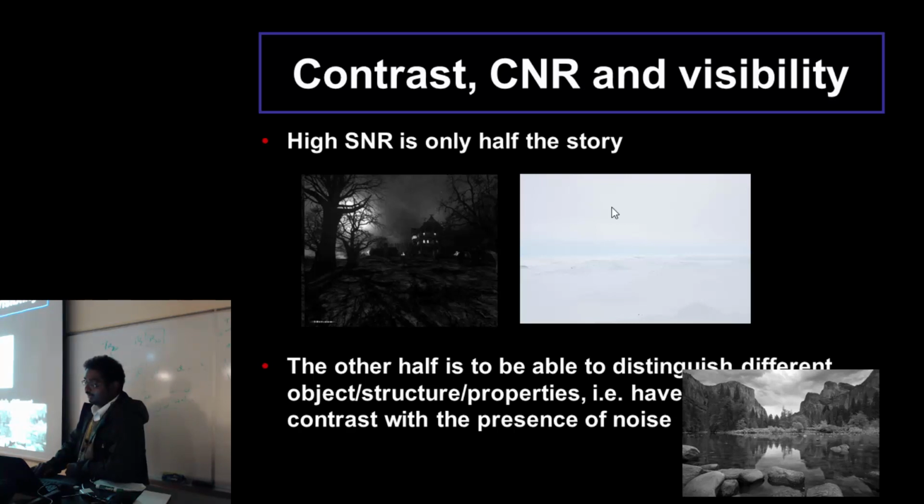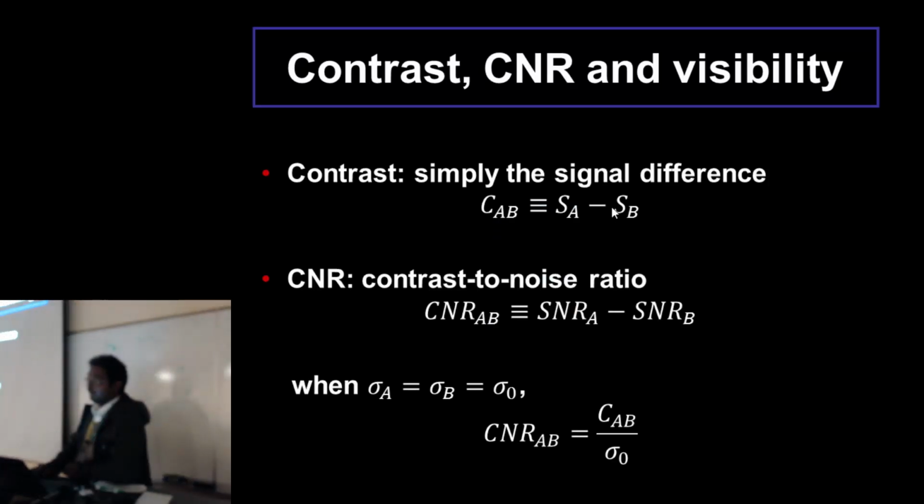Now you will be able to make out that contrast. The parameter that you want to look at in the presence of noise is not just the signal difference between two tissues, but the signal difference relative to the noise that you have in your imaging experiment. That is what allows you to distinguish one tissue from the other. So that's called the contrast to noise ratio.